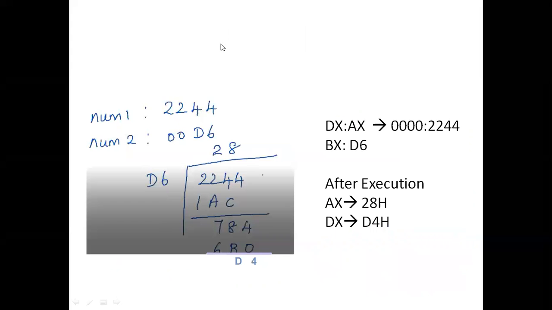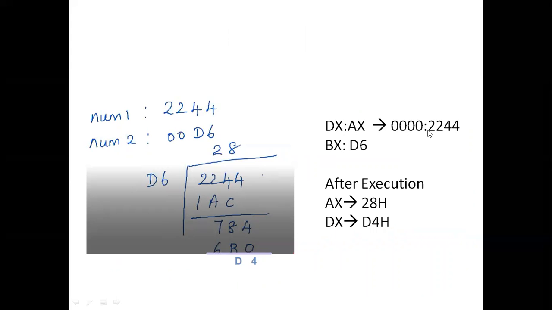So this is the calculation part. Here we have taken two numbers, 2244 and the second number D6. Using the long division method, we get the quotient as well as the remainder. We know that DX we have to load with 00, since the number is a positive number and the MSB is equal to 0.